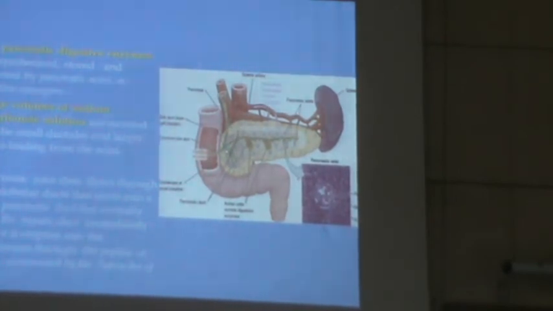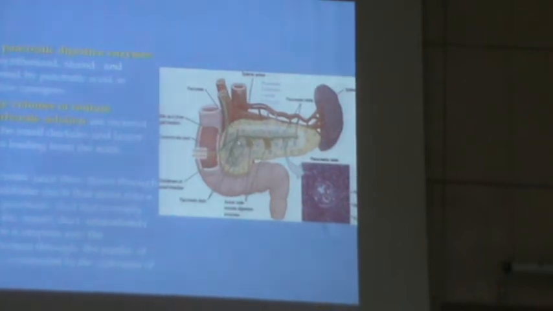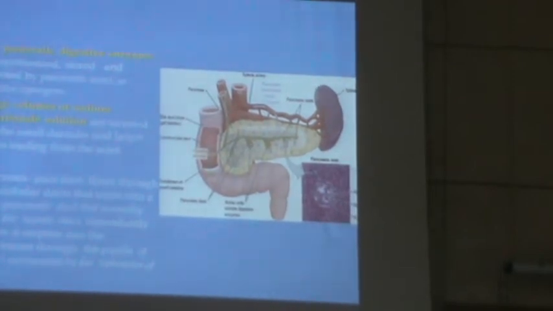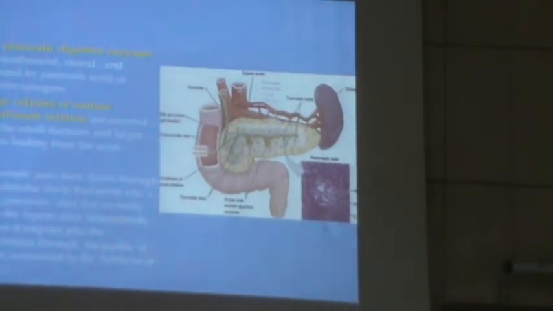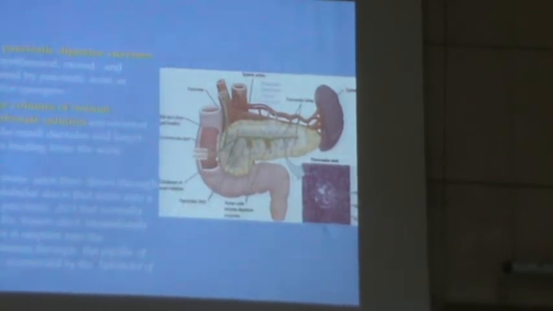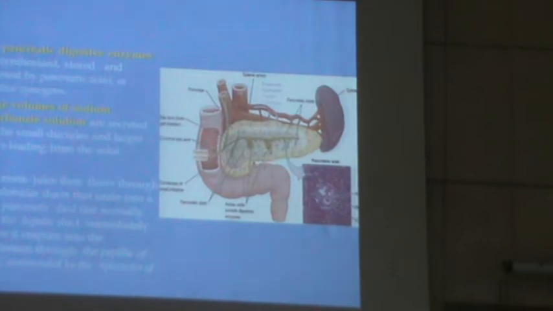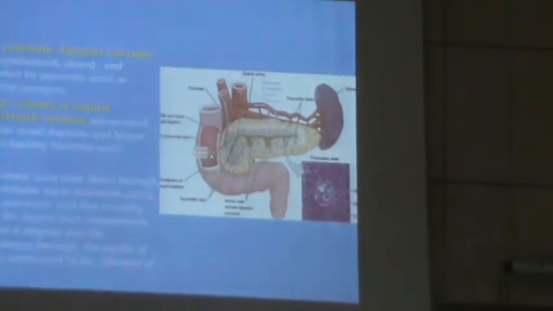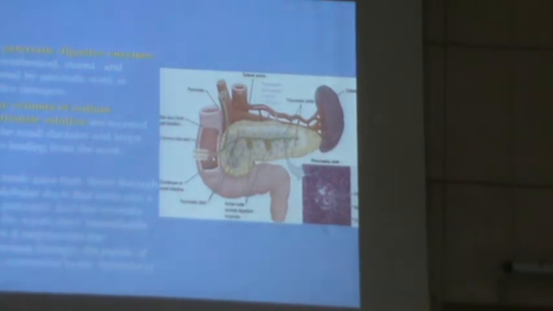Here we go back to the picture. The pancreatic juice, as we said, comes up synthesized from the intercalated ducts, intralobular ducts, extralobular ducts, and then unites or drains into the pancreatic duct, which is a long duct as you can see in the figure. This pancreatic juice flows until it unites with the common bile duct, and then drains into the ampulla of Vater in the duodenum.